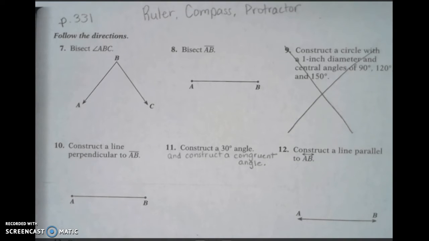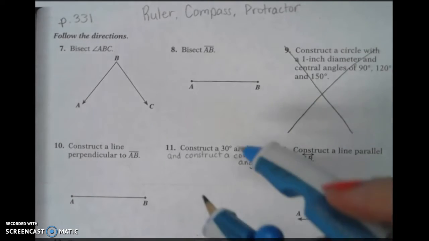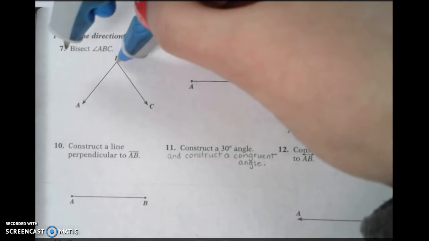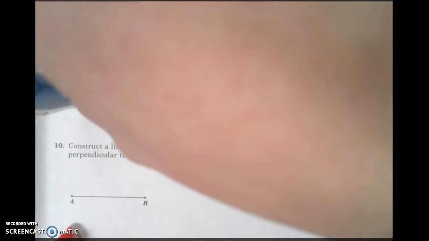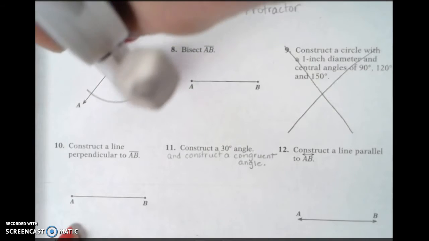These constructions are intended to prepare you for your test over this section and to help remind you how to do these constructions. Number 7 says to bisect angle ABC. To bisect an angle, you need your compass. Place the middle point on your vertex B and simply draw an arc through your angle.